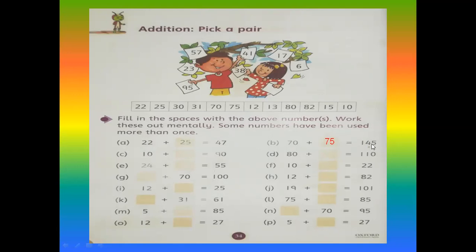Another way you can do this one. It is a rule, keep this rule in your mind. If the answer is given in addition and one number is given, you can find the other number by subtracting the given number from the total, from the answer. For example, 145 minus 70. If you do this, you can find the second number.